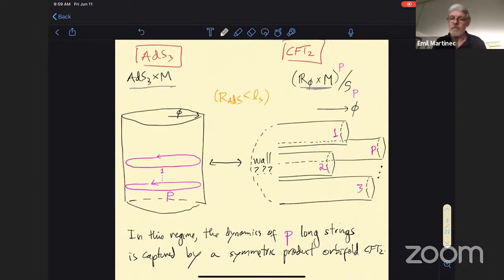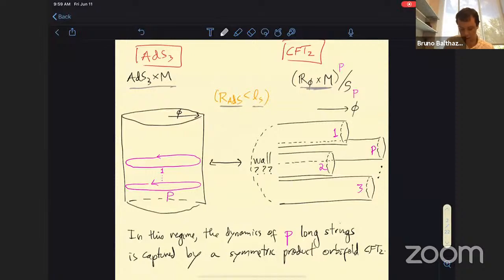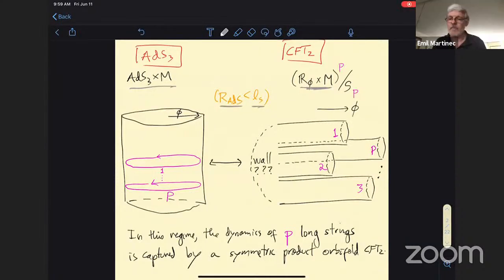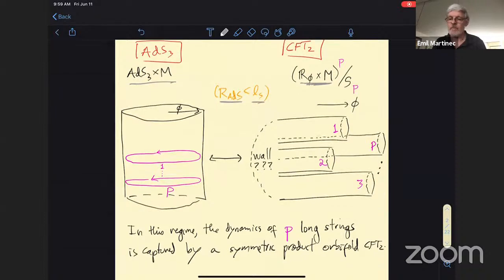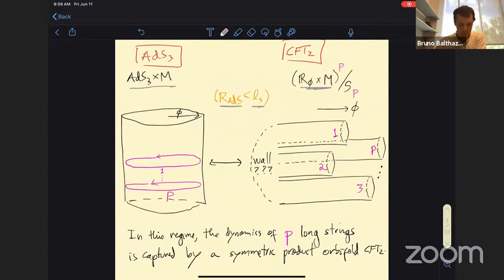And this will be a good description for large values near the boundary of AdS3, provided that the AdS length is less than the string length. The full CFT is going to involve some wall, for which I'll have some comments in the end. But that's the general picture of where we're going.